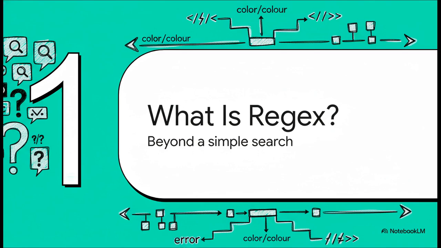All right, so we all know how to search for a single word. That's easy. But what if you need to find lines that have a number, any number? Or what if you need to find an error code that only appears at the very end of a line? A simple search just falls flat here, and that is exactly where regular expressions step in.